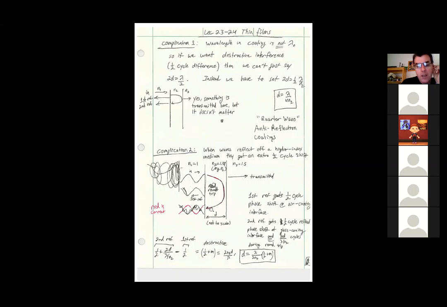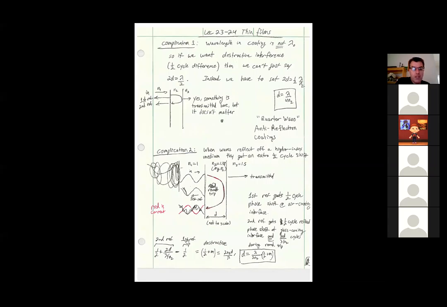So if this came in at its peak, and we want it to come out at its peak, we want it to go through a full cycle in here. Now it's getting half a cycle from the reflection there, which means it has to get its other half cycle from the distance covered. So we could say that the second reflection has the following phase shifts. There's a half cycle due to the reflection here. There's 2D divided by the wavelength in the medium, or the round trip distance divided by the wavelength in the medium. That's the total phase shift of this wave.